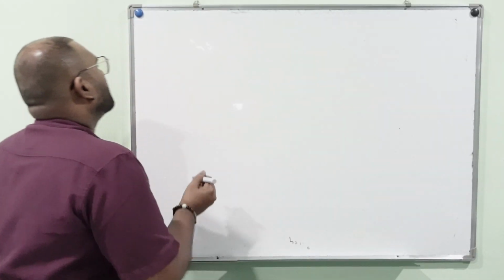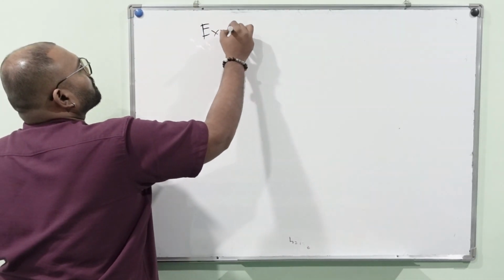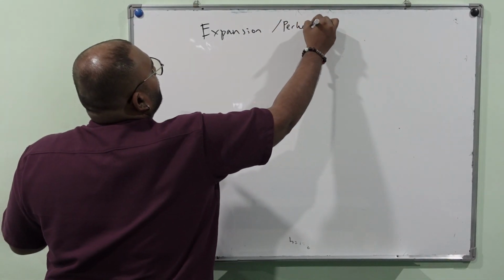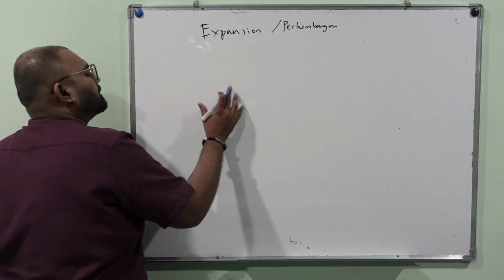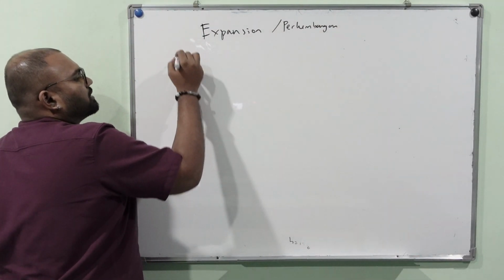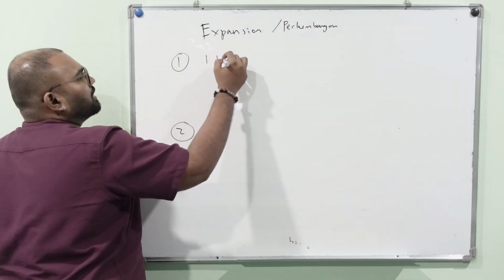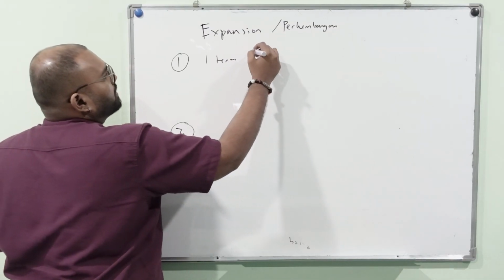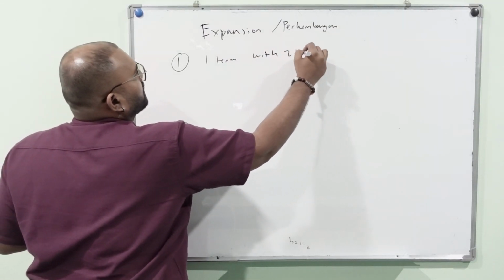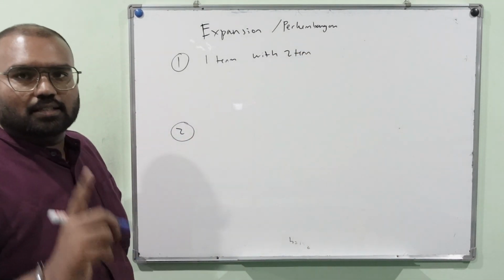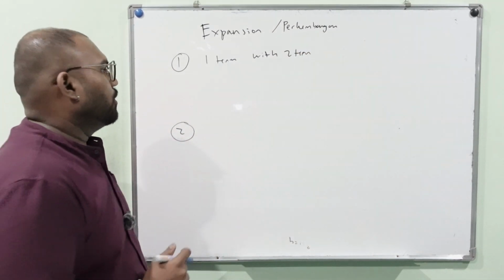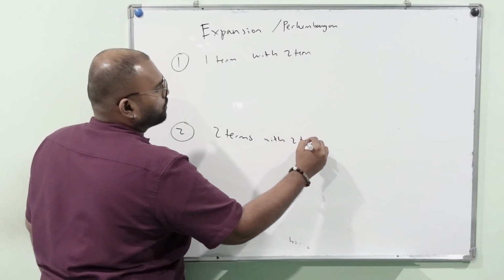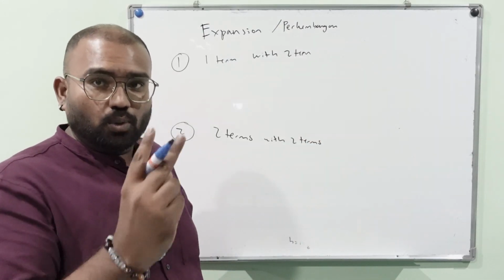Example, let's see. So, expansion dalam bahasa Melayu, perkembangan. Okay, to kembangkannya, let's see. Kembangkan ada dua jenis. So, the first one, one term with two terms. Okay, satu nombor dengan dua nombor. Or two terms with two terms. Dua nombor dengan dua nombor terus.